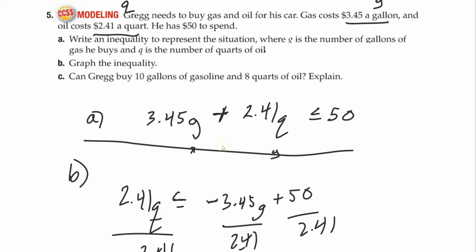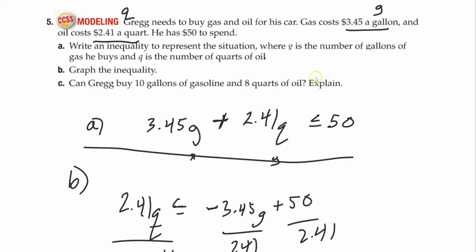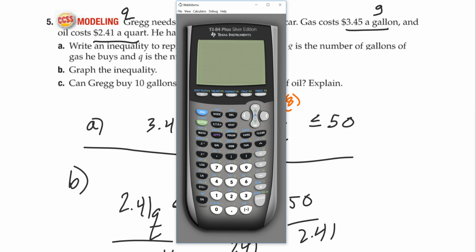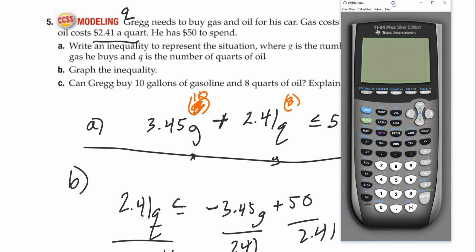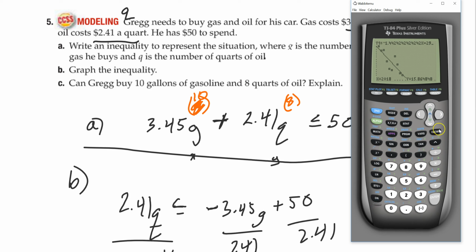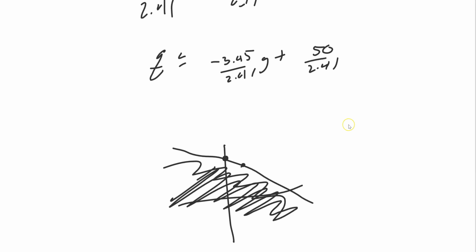Can Greg buy 10 gallons of gasoline and 8 quarts of oil? Explain. Well, easiest thing to do there is just plug it in. Gas is 10, plug in 10. Plug in 8. See if it fits. I'm going to use my calculator in this case. Turn it on, I always forget to do that. Just clear that. So 3.45 times 10 plus 2.41 times 8. I get $53. So no, right? That's more than 50 bucks. So no, you can't. So that's one way to do it.